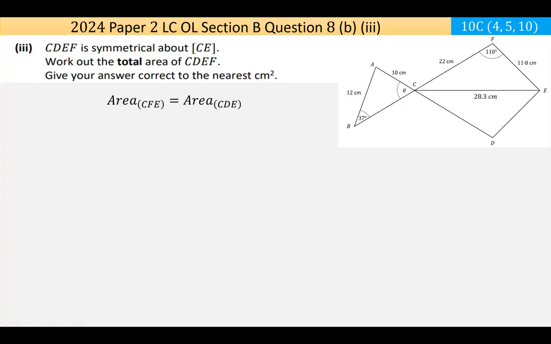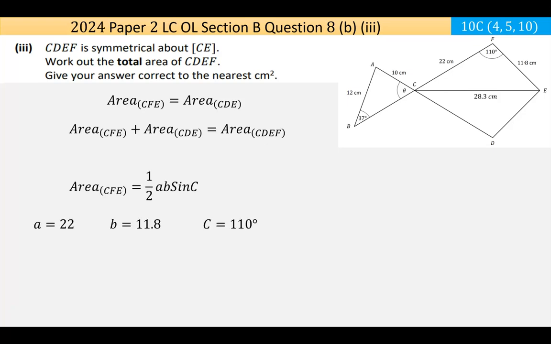What they're telling me is because they're symmetrical, the area of CFE is equal to the area of CDE. So if I can find the area of this triangle, which I have a lot of information about, I can just double it to get the area of the full shape. I'm just stating that in terms of words. So we're going to use the area formula for a non-right angle triangle. There are 3 variations of this, but I always use the same one, and I just label the triangle based on what I have. So the area is equal to half times a times b times sine C.